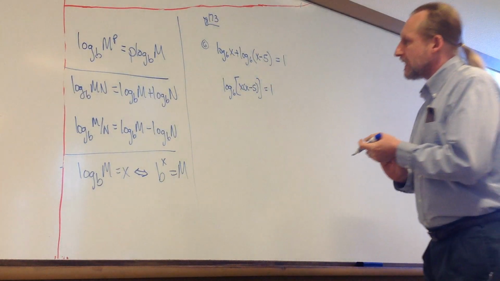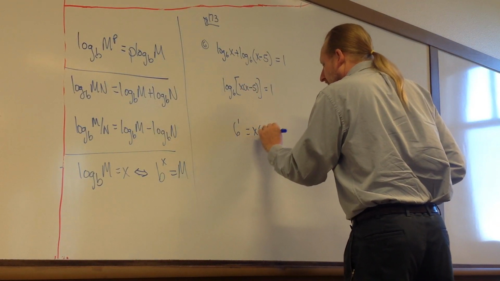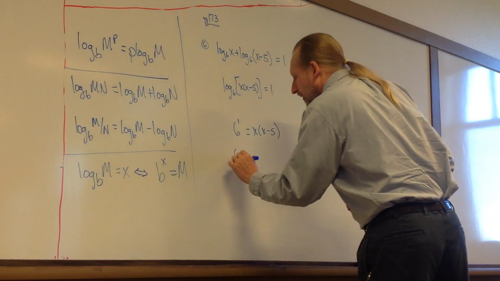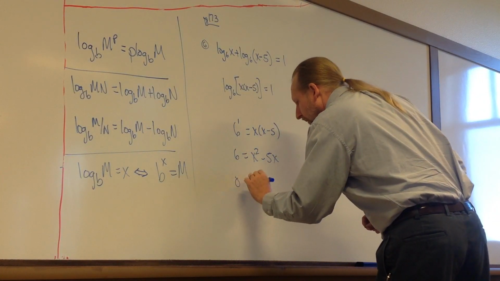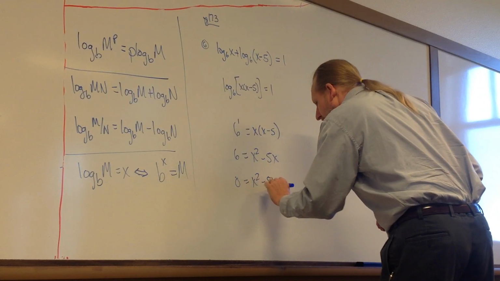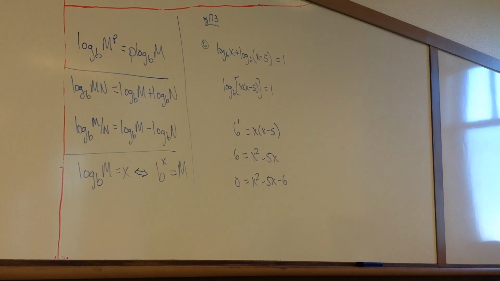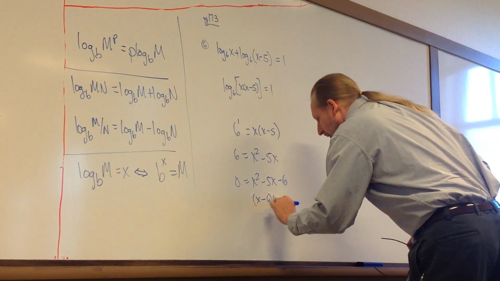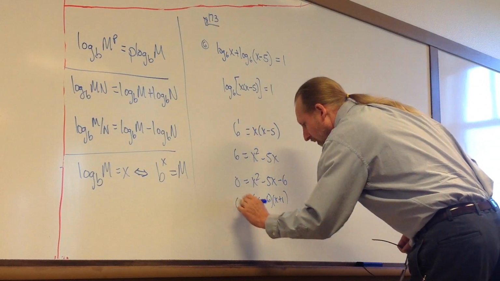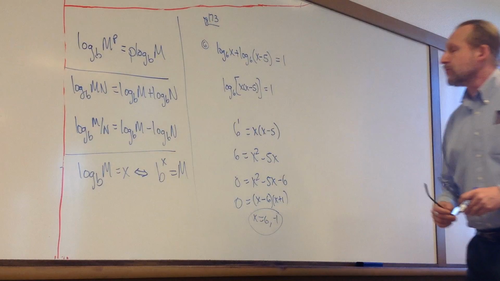And now we'll restate this using exponents. 6 to the first power is x times x minus 5. And now this is just a quadratic equation: x squared minus 5x minus 6. And this is factorable. You can run it through the quadratic formula if you want to. It also factors, and we would get x equals 6 or x equals -1.